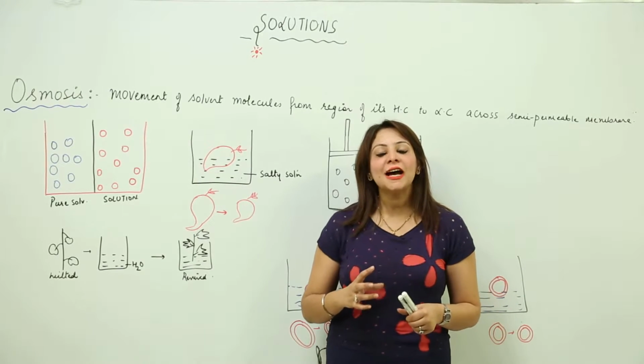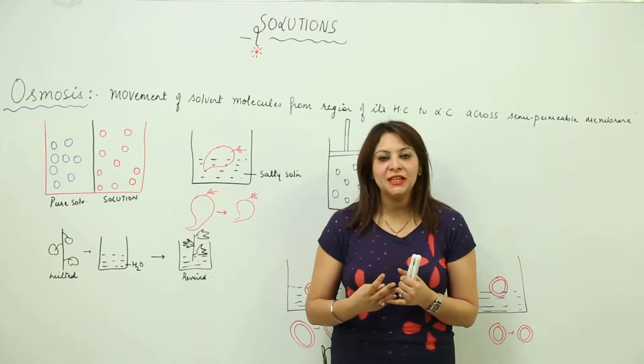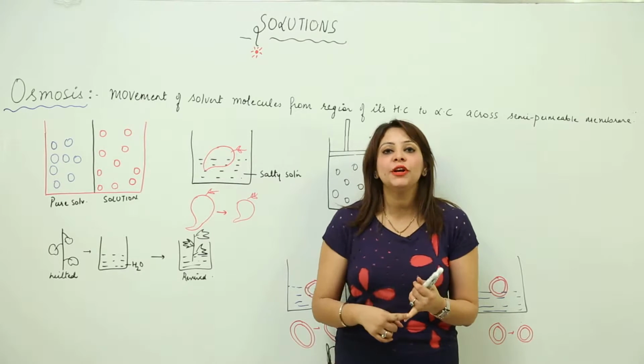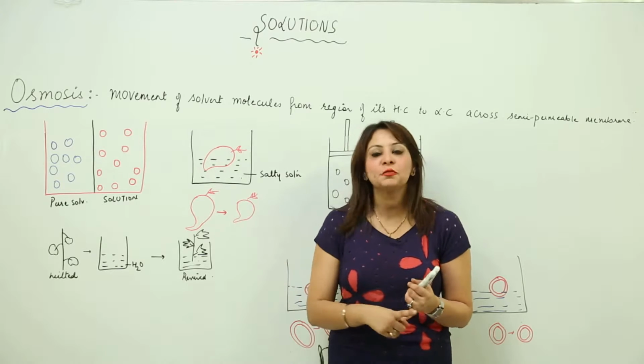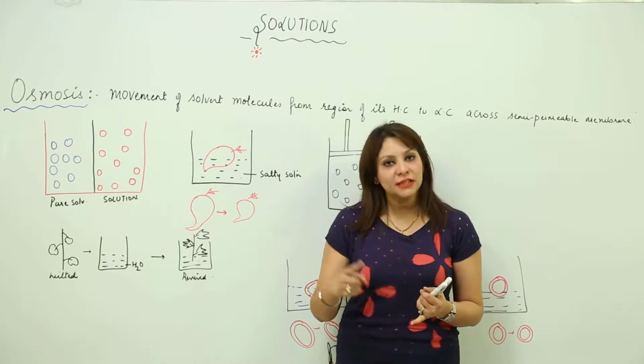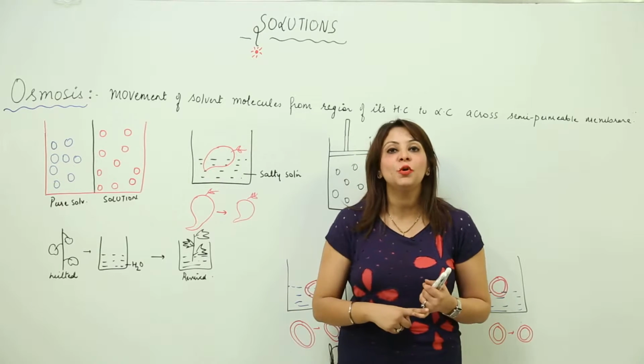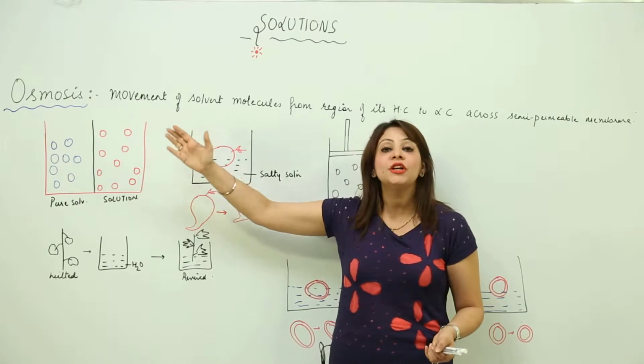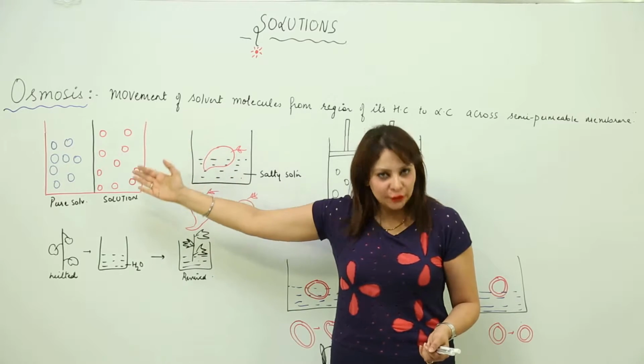Now we are going to start with the fourth colligative property, that is osmosis. As we have already discussed, relative lowering in vapor pressure is a colligative property, depression in freezing point is a colligative property, elevation in boiling point is a colligative property, and now we have the fourth property, that is osmosis, and we are just going to prove that it is also a colligative property.